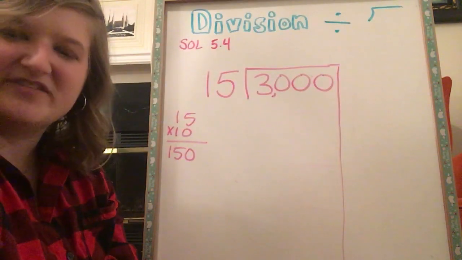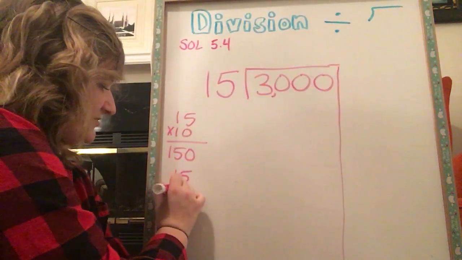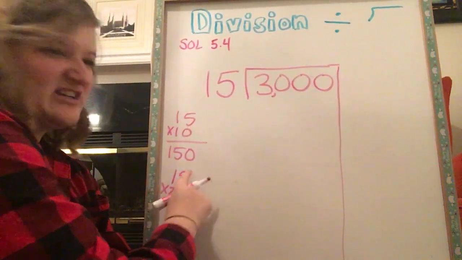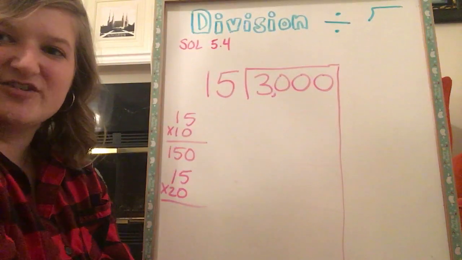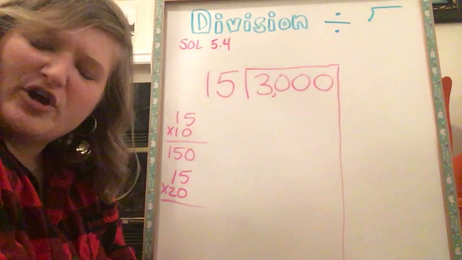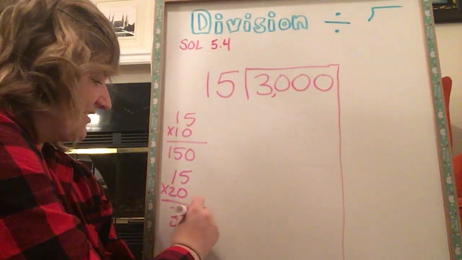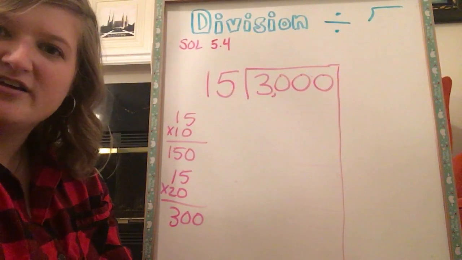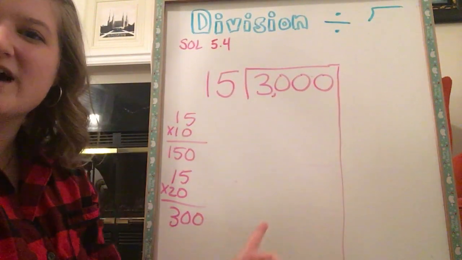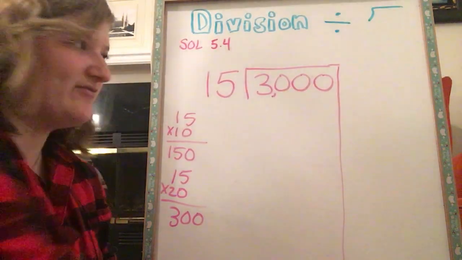So let's try 15 times 20 to see what we get. Remember, I can just do 15 twice and then add a 0. 15 twice, if you think about a clock, is 30. And if you didn't know that, you could always add it off to the side. 30 and add a 0. That's 300. That looks familiar to 3,000. But let's go ahead and start there. Let's just go ahead and take that out and see what we have left.